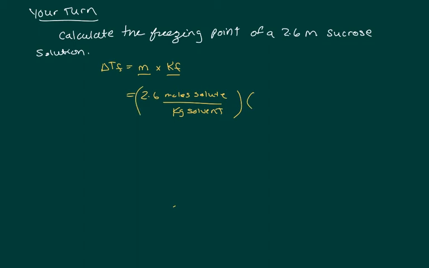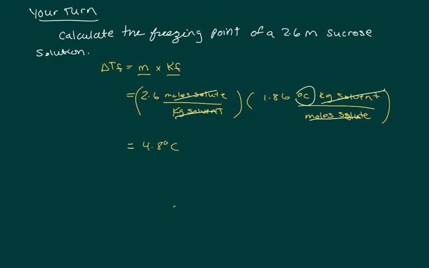multiplied by the Kf, which is 1.86 degrees Celsius kilograms of solvent over moles of solute. You see how our units cancel and we're left with degrees Celsius? So you should get a value of 4.8 degrees Celsius. But this is just the change in temperature of the freezing point.